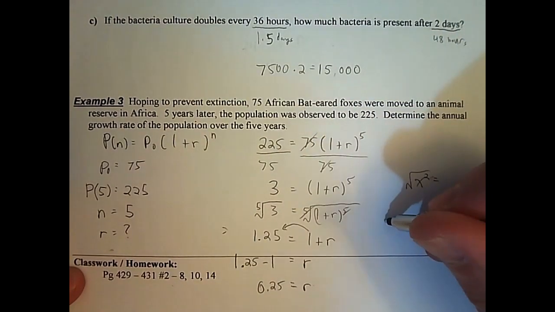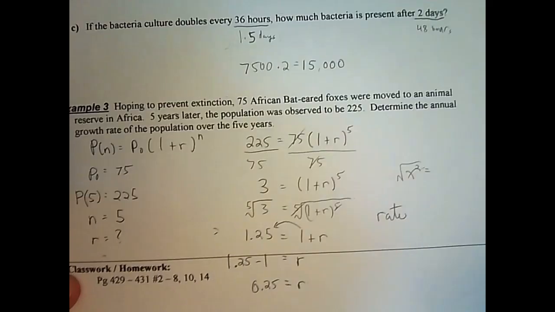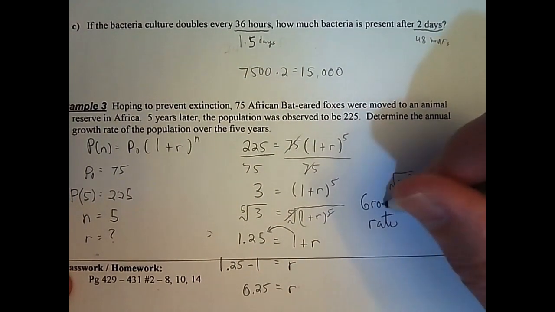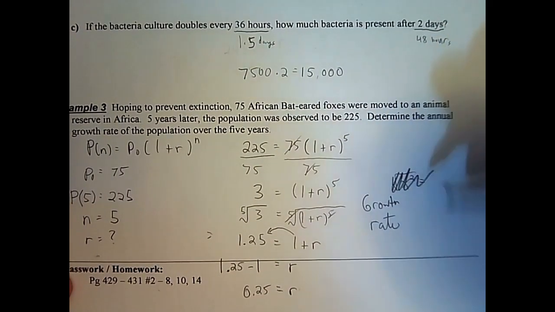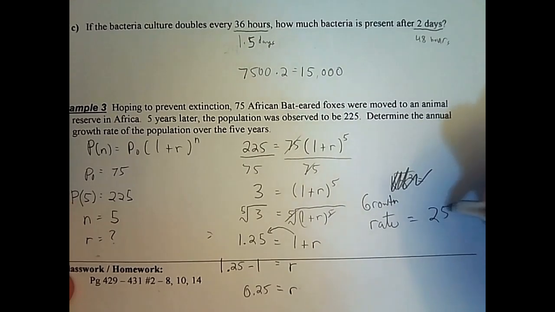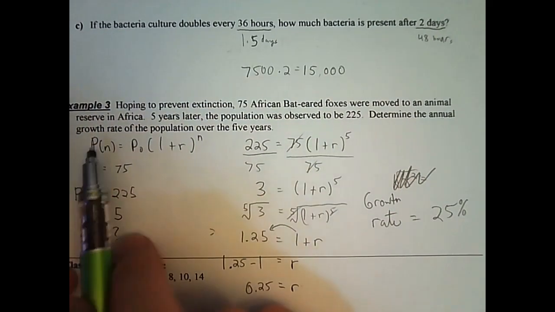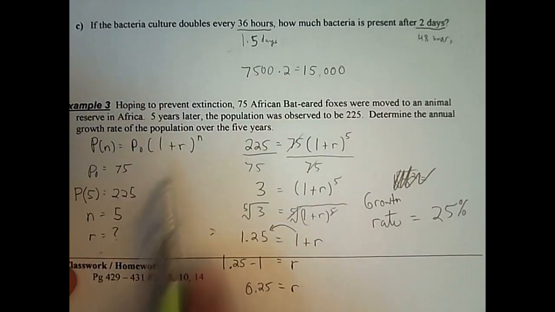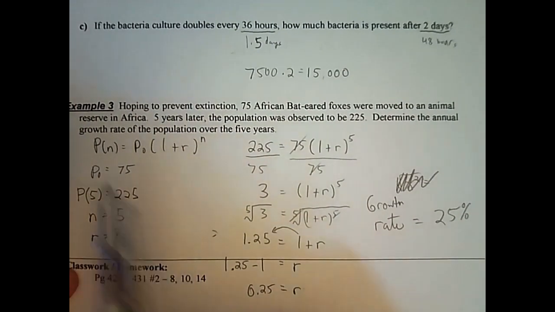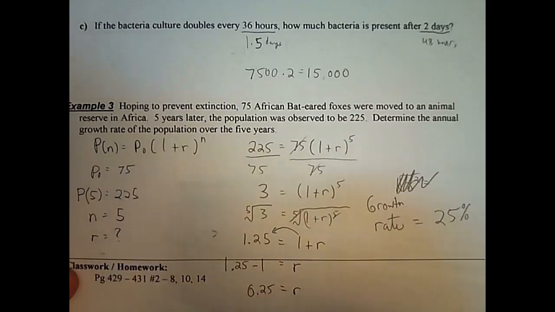So the growth rate is equal to 25%. So as long as we know enough of the variables, we can figure out other variables in this population equation, or this exponential growth equation, sorry.